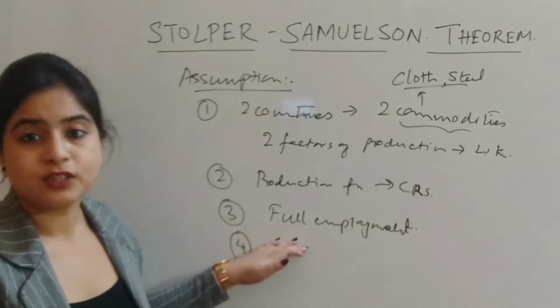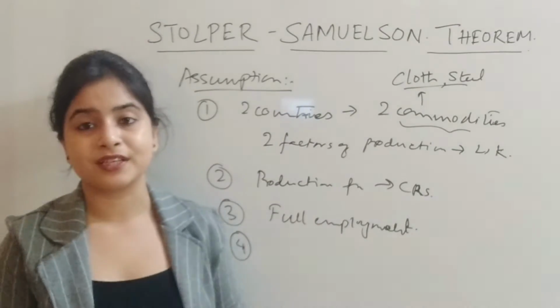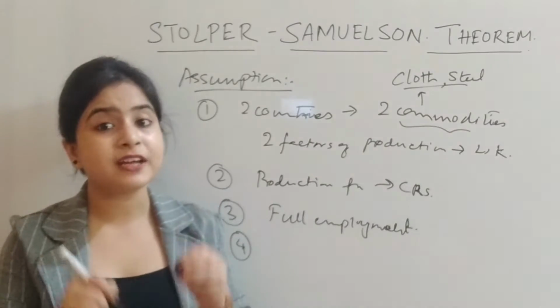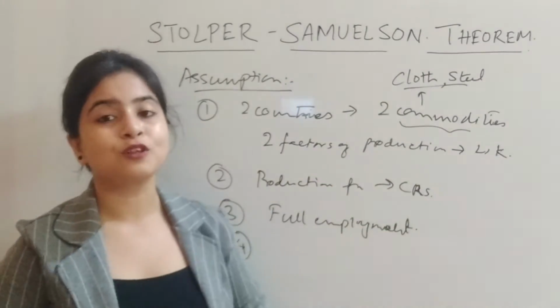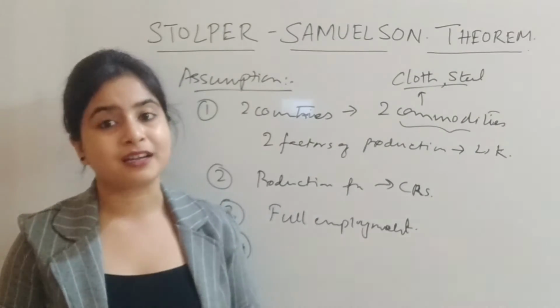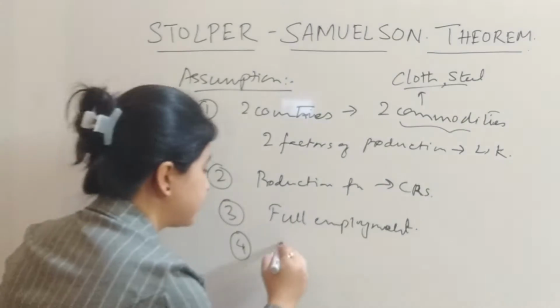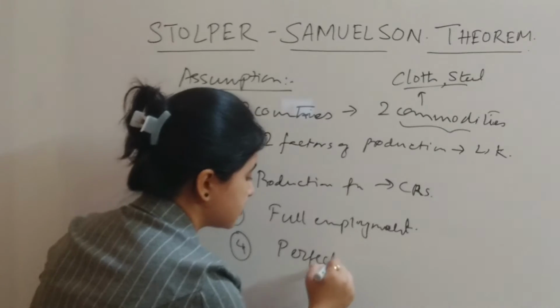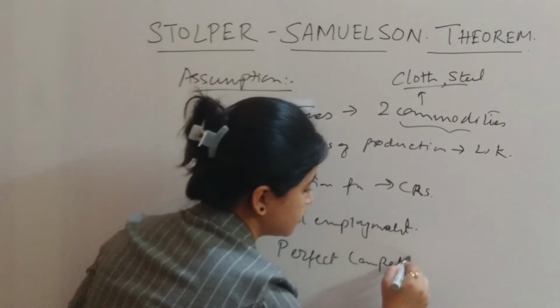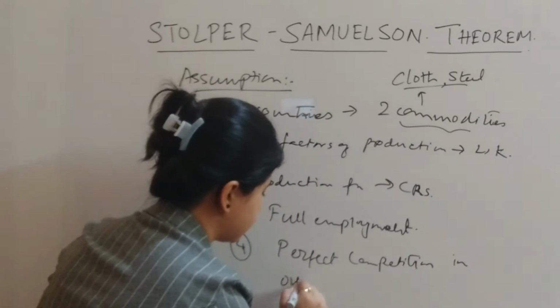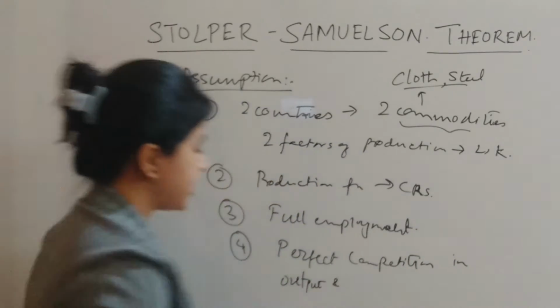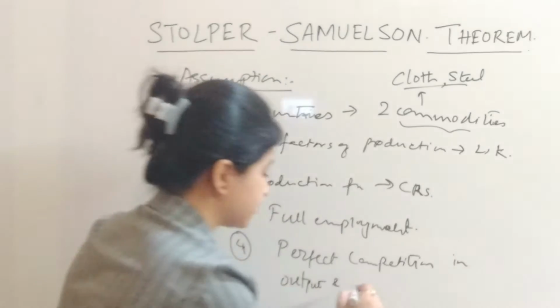Number 4. The fourth talks about the situation that there exists perfect competition not only in the factor market but also in the final output market as well. So perfect competition prevails in the output and in the factor market.